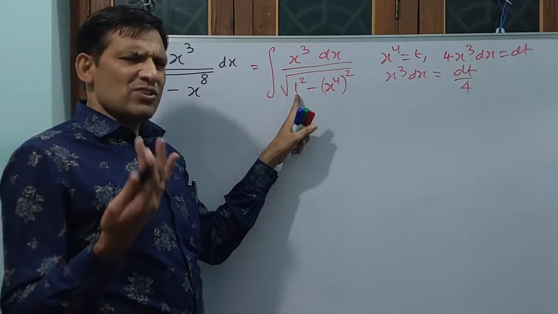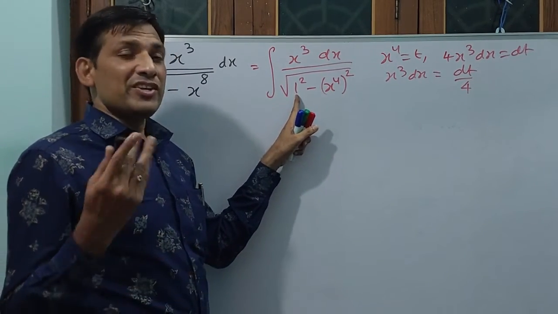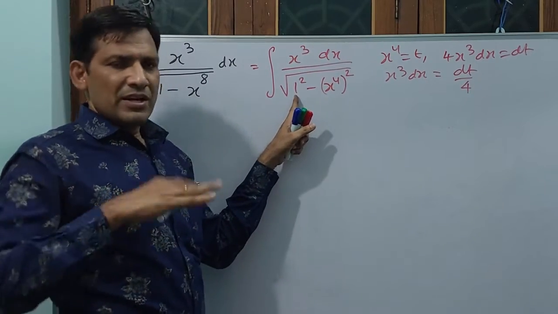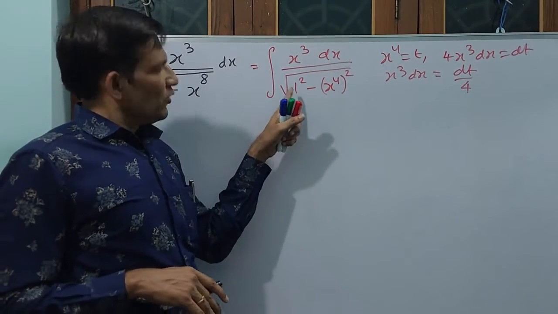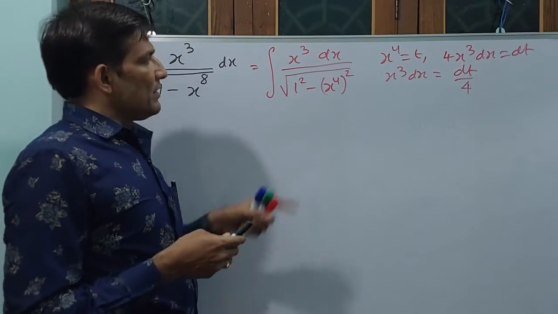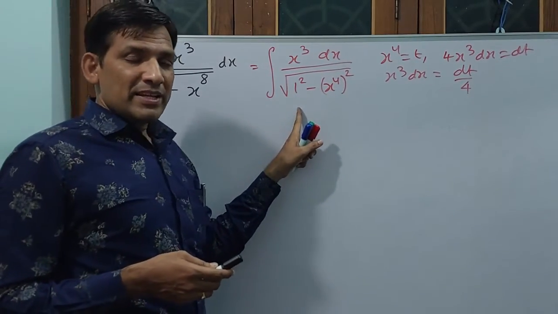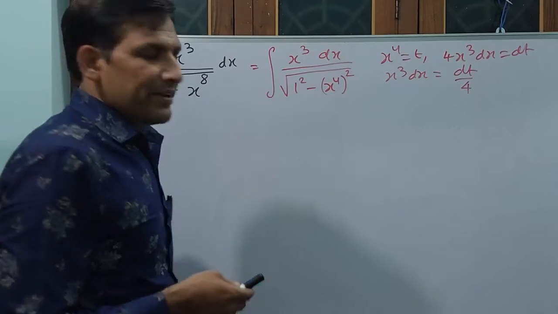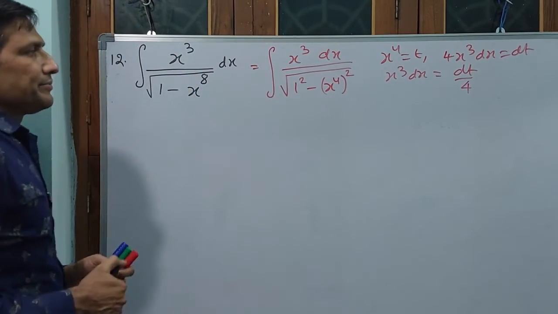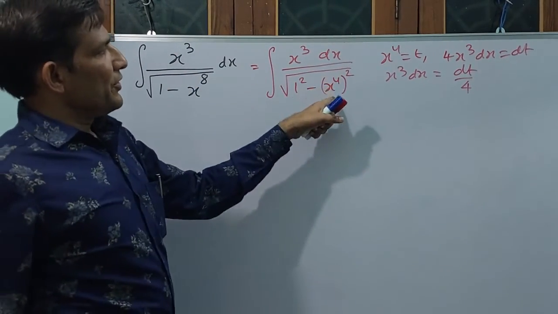Why? Because 1 square, a square, you need not take. When a is equal to 1, you don't take a or something like that. You take 1 only. Why? Because 1 is easy. If rather than 1 some other number is there, then you take it as a. Okay? T square, that's all.